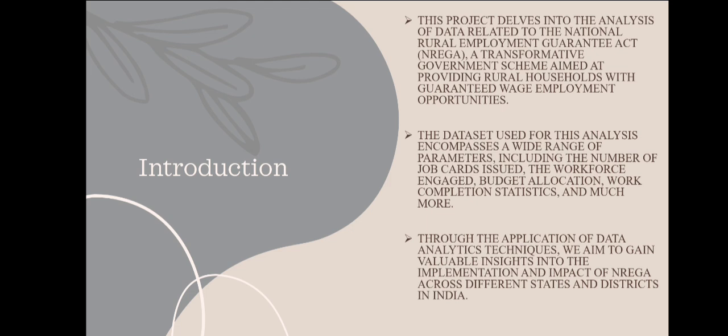This project delves into the analysis of data related to the National Rural Employment Guarantee Act, that is NREGA, a transformative government scheme aimed at providing rural households with guaranteed wage employment opportunities. The dataset used for this analysis encompasses a wide range of parameters, including the number of job cards issued, the workforce engaged, budget allocation, work completion statistics, and much more. Through the application of data analytics techniques, we aim to gain valuable insights into the implementation and impact of NREGA across different states and districts in India.